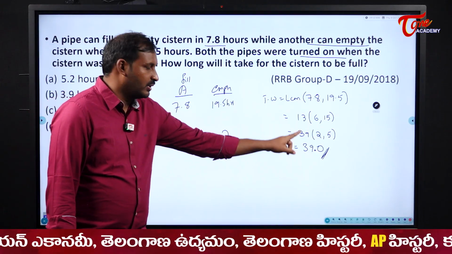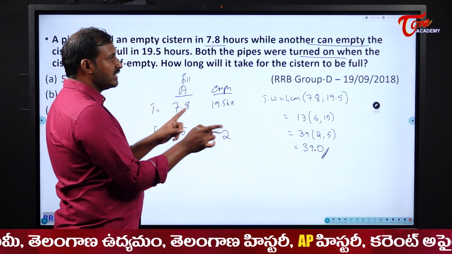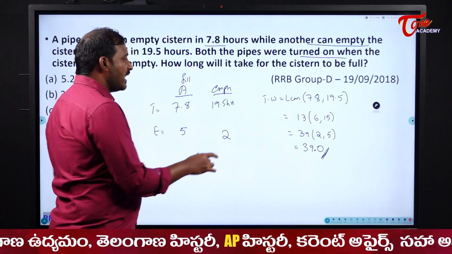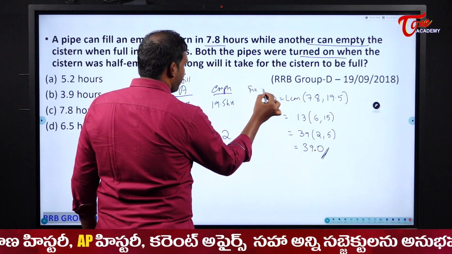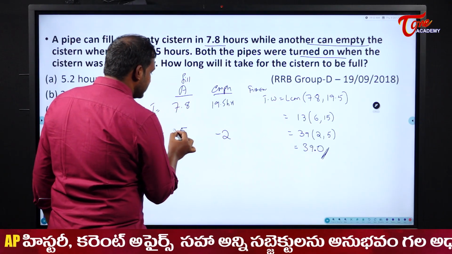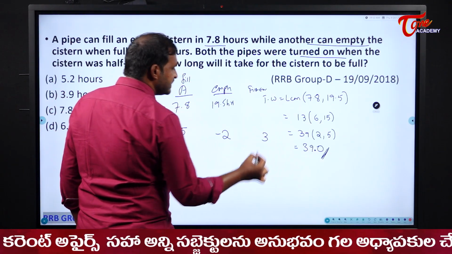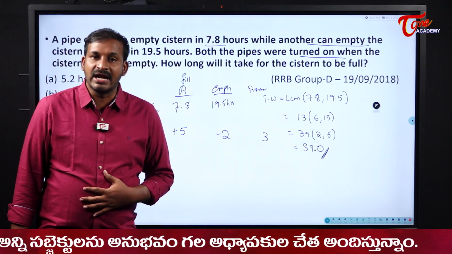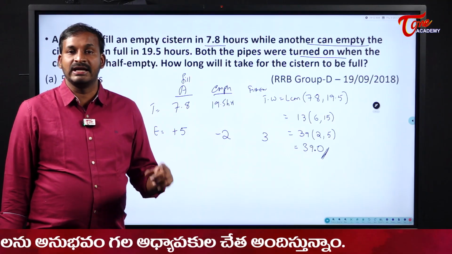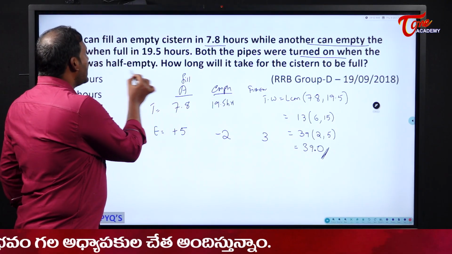This is very important. So now both are working together, and I need their combined efficiency. Fill plus empty: this is minus and this one is plus. Their combined efficiency is just 3. But here I don't require to fill the complete tank. Here I require only to fill half tank.